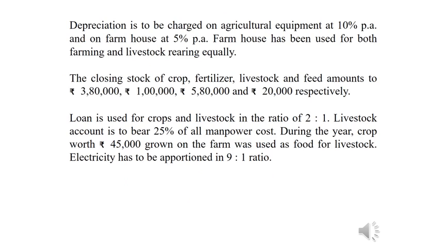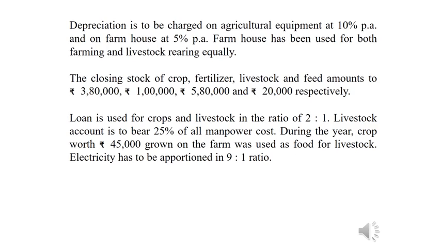Depreciation is to be charged on agricultural equipment at 10% per annum. So agricultural equipments have to be depreciated at 10% per annum. So agricultural equipments are used for crop purpose only, crop growing purpose only. Therefore, it will be charged to crop account only. Then on farmhouse, depreciation is to be charged on farmhouse at 5% per annum.